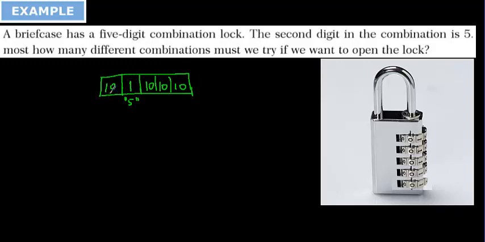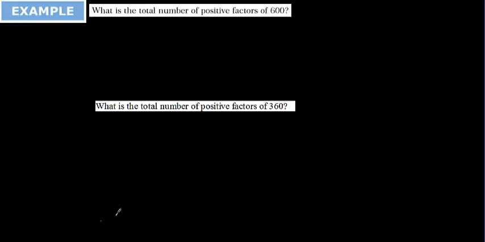Another important part here: this is a combination lock, so it can start with 0. Combination locks can start with 0. It is not a 5-digit number. If it were a 5-digit number, it could not start with 0, and then we should say this is 9. Okay, the answer is 10 times 1 times 10 times 10 times 10, which is equal to 10 to the power of 4.